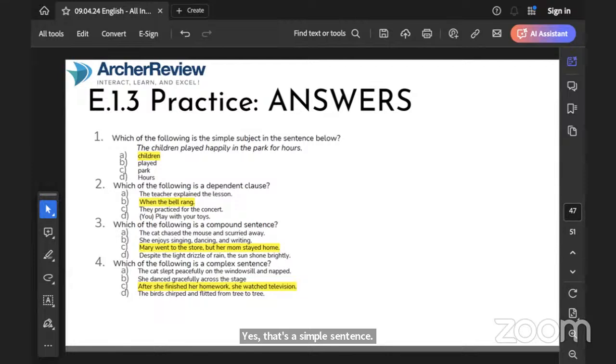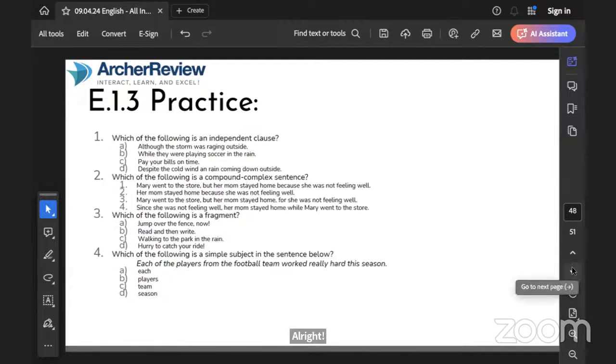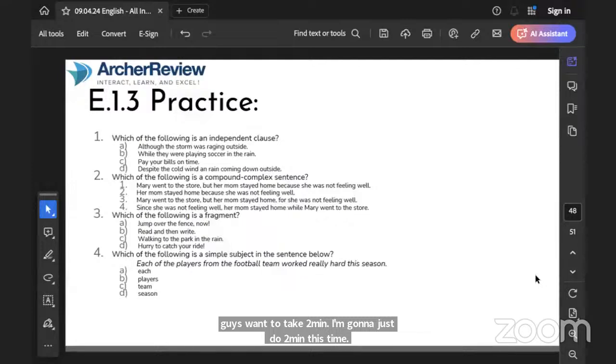All right. Oop, my mouse is not cooperating. There we go. All right, one more practice. And that'll be it for the evening. You guys want to take 2 minutes? I'm going to just do 2 minutes this time. And then we'll come back and check, okay? Ready? And go.